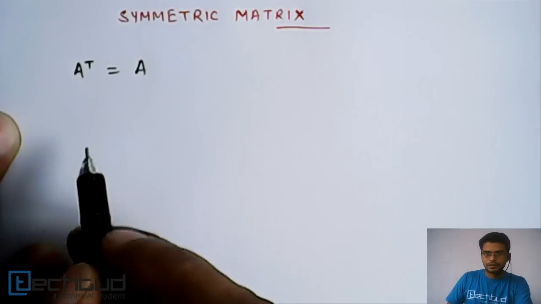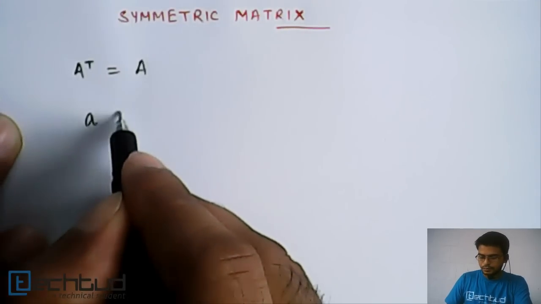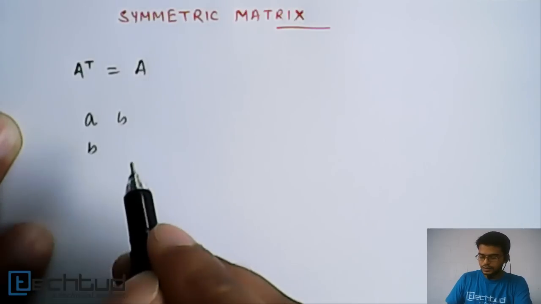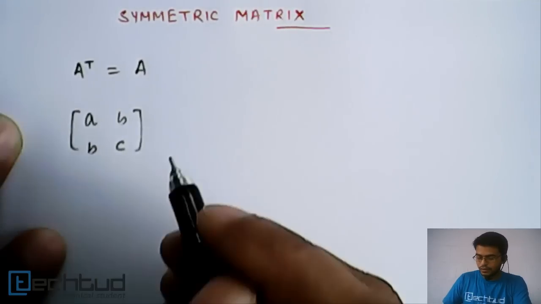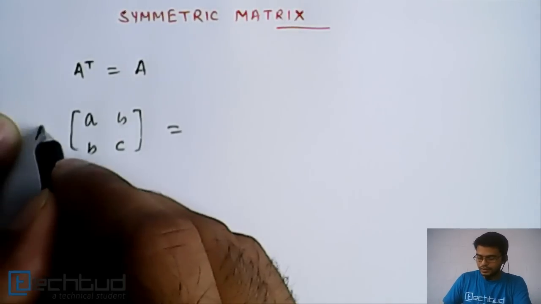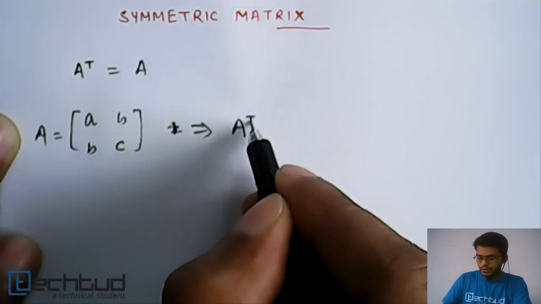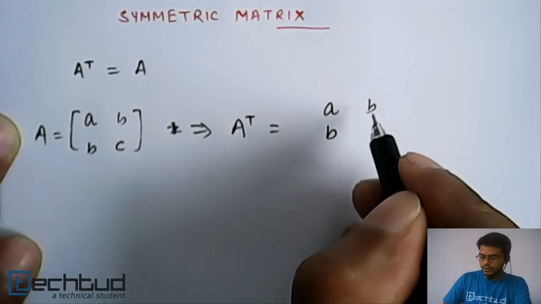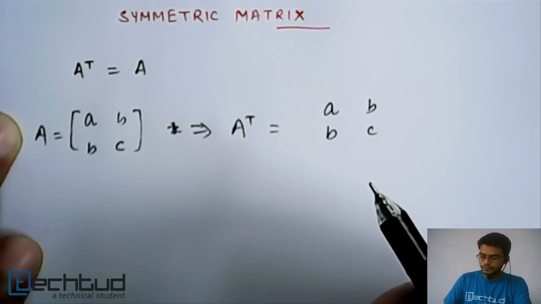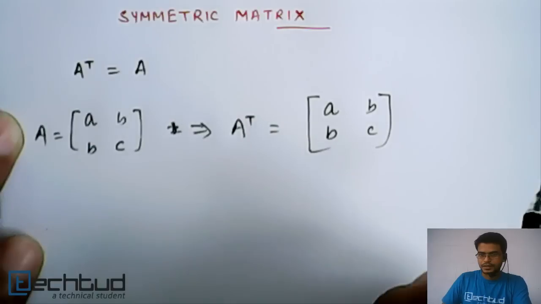For example, let's take an example like A, B and B, C. It's a 2 cross 2 matrix. Now if we take the transpose of it, this is A. So if we go about finding A transpose, it will be A, B, B and C, right? So here the transpose is equal to the original matrix. That's why we say it is a symmetric matrix.